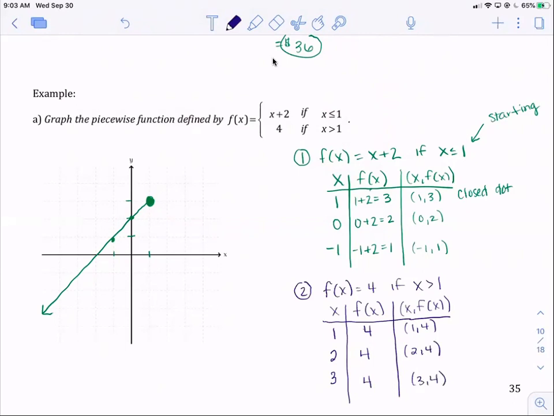And then before we graph, we need to check, is it an open or a closed circle? Since it's greater than, there is no equality. It's not included in our graph, so it's going to be open. So if we go to 1, 4, we're going to do an open circle. Then we have our point at 2, 4, and 3, 4. And there's our graph.